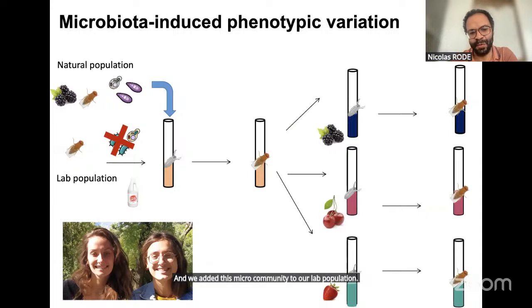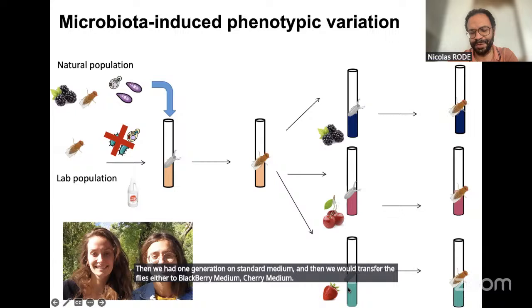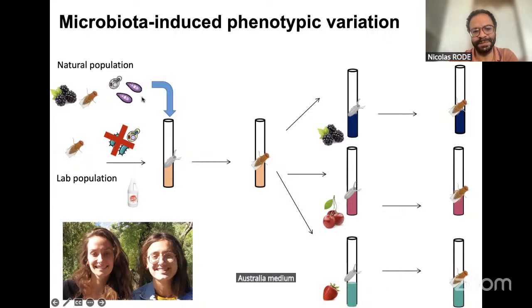Then we had one generation on standard medium, and then we would transfer the flies either to blackberry medium, cherry medium, or strawberry medium to assess the effect of this microbial community in 3 different environments.